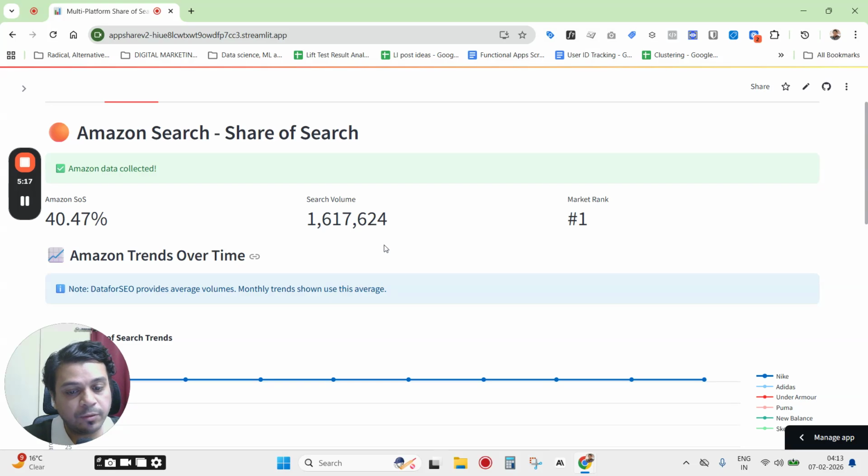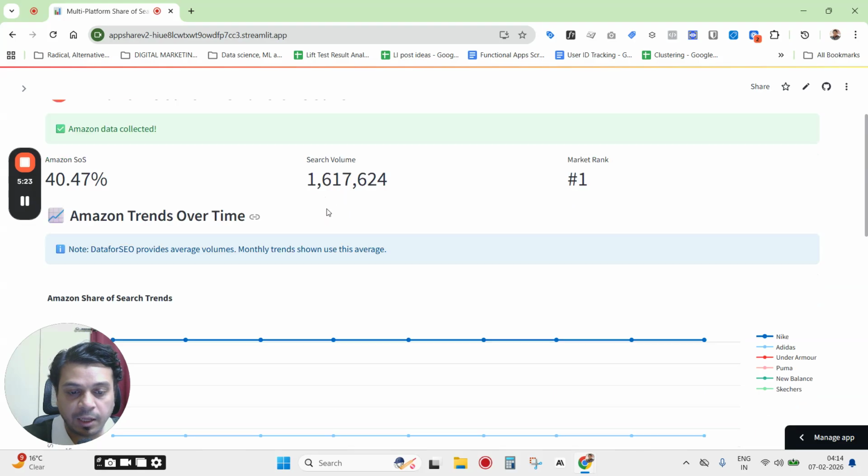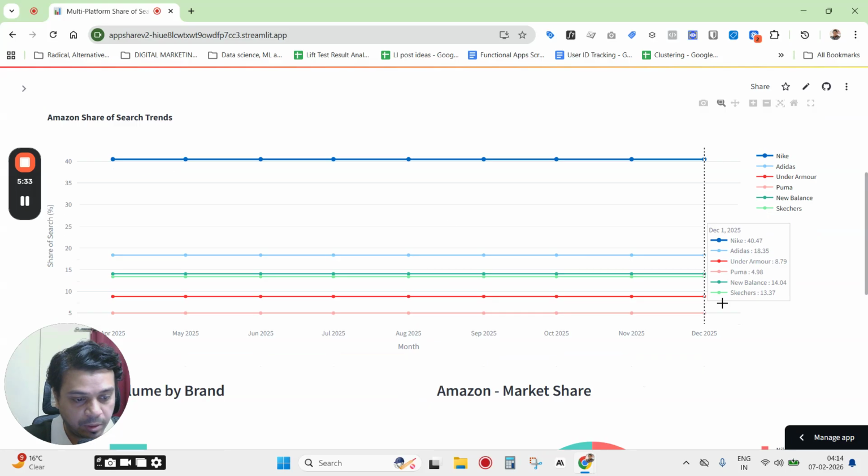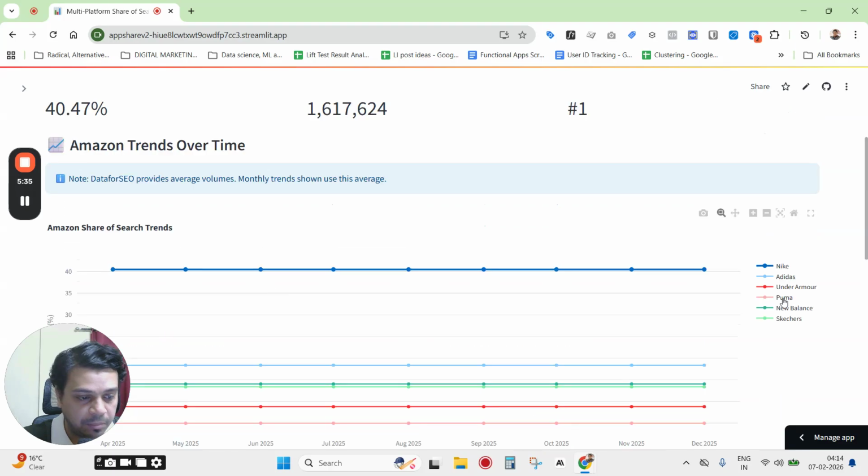So this basically gives you a bulk search volume, and this is your search volume, as you can see, for Nike on Amazon. Like I said, it provides average volumes, and this monthly trend will be repeated to get your evolution. So basically it's a bulk search volume, and what you get for Nike is 40.47, which is again much higher, as you can see.